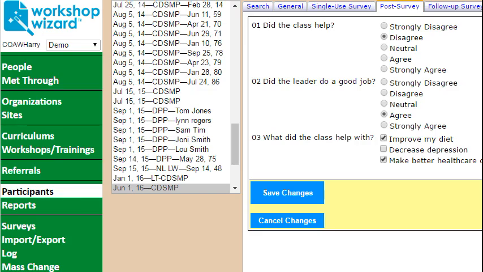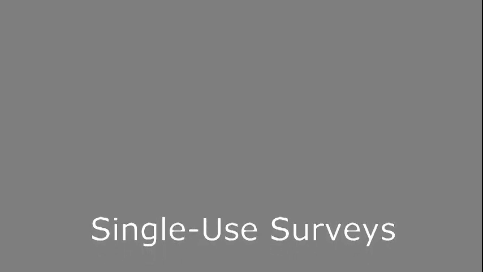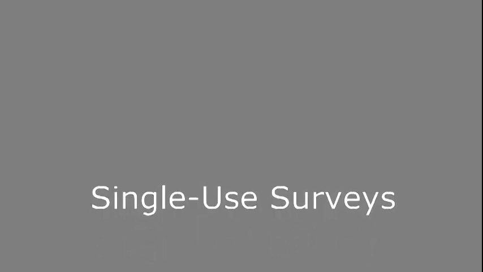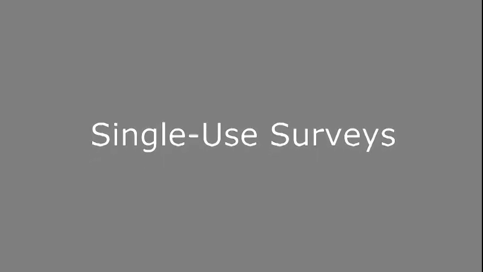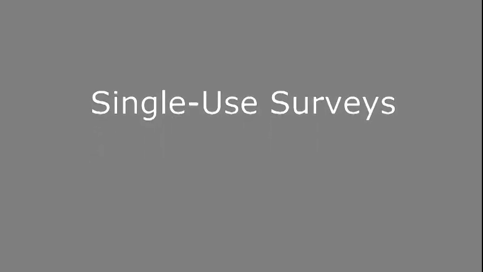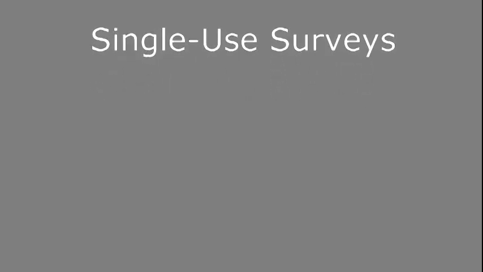Now there are 2 kinds of surveys in Workshop Wizard. Single-use surveys are for information that you gather from each participant only once. Now, an example would be asking how long ago their chronic condition was diagnosed, since that's something that will not change over time and especially won't be changed by attending a workshop.